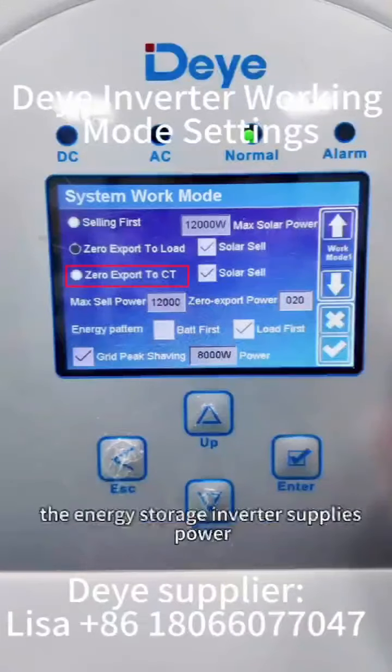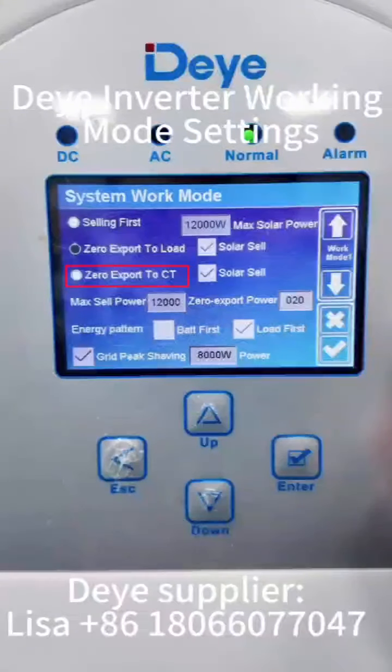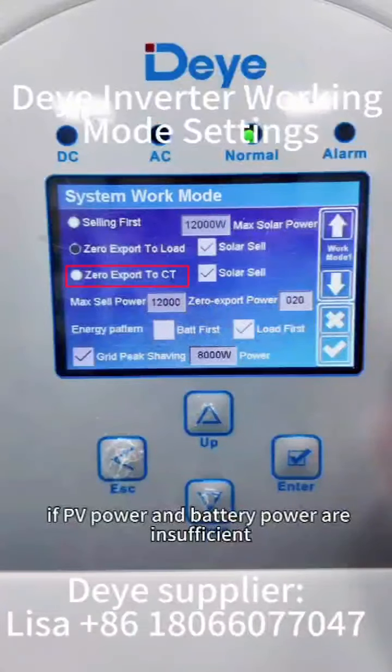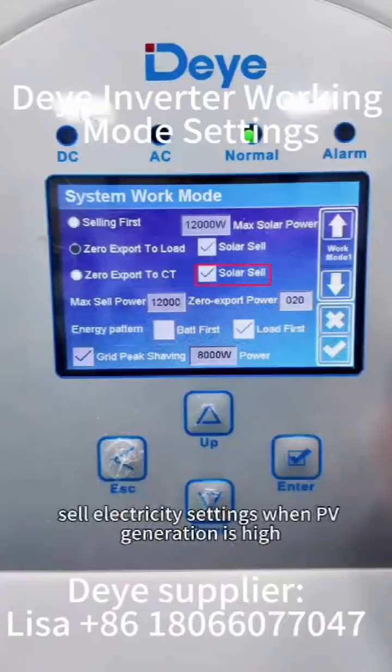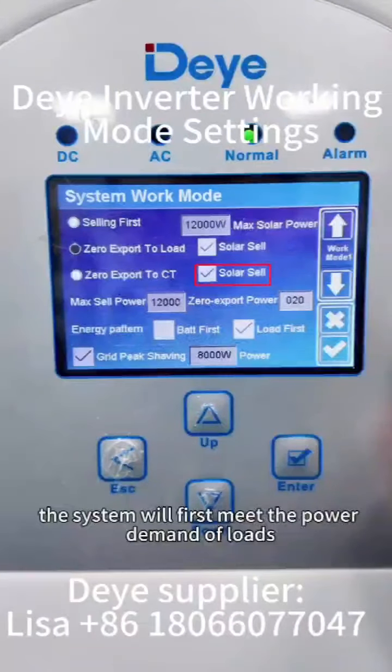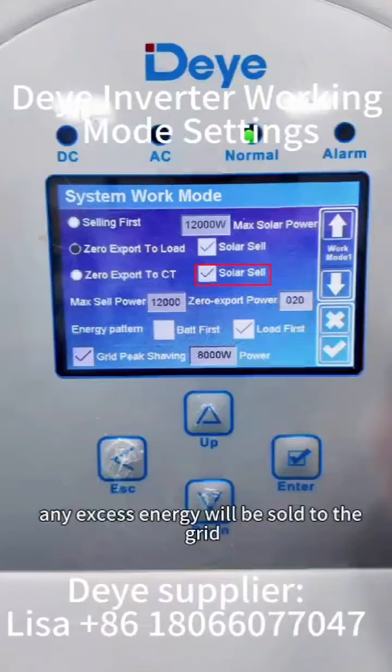Zero output to CT. The energy storage inverter supplies power not only to backup loads but also to household loads. If PV power and battery power are insufficient, grid power will be used as a supplement. Sell electricity settings. When PV generation is high, the system will first meet the power demand of loads and battery charging. Any excess energy will be sold to the grid.